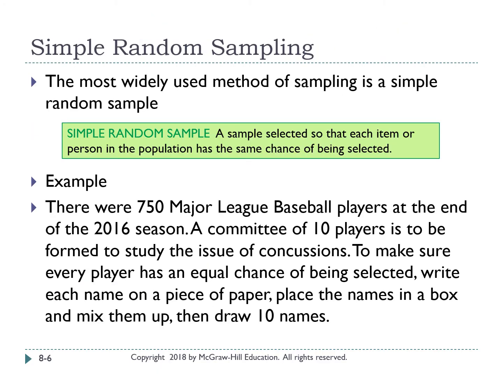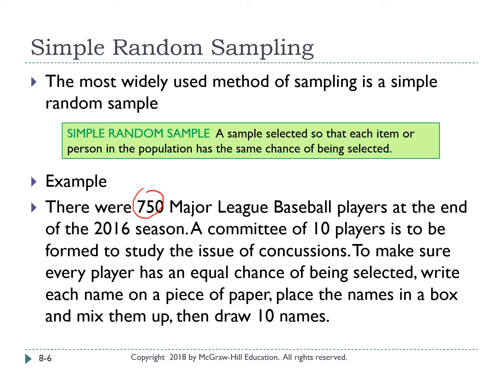The most widely used method of sampling is called simple random sampling. Simple random sampling means that every person in the population has the same chance of being selected. For instance, there are 750 baseball players, and you want to form a committee of 10 players to study the issue of concussion.